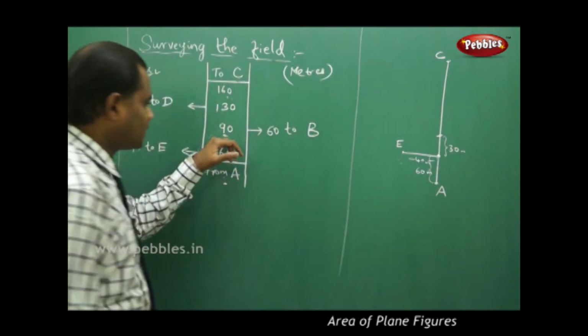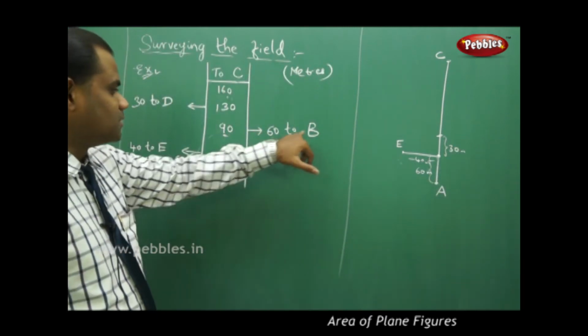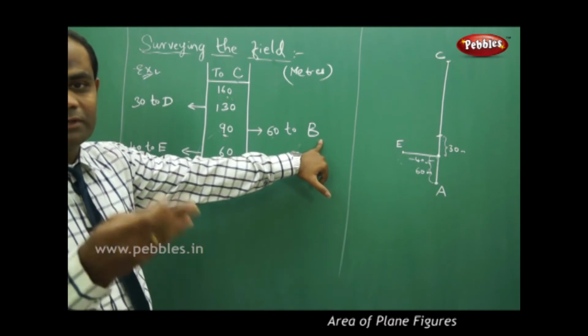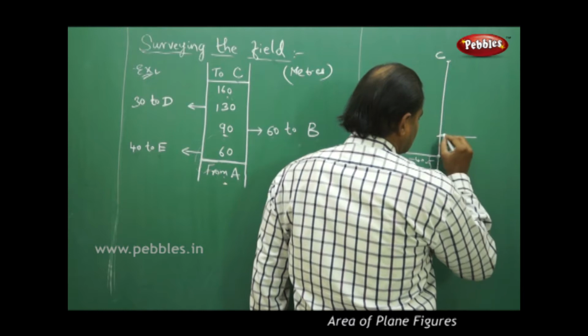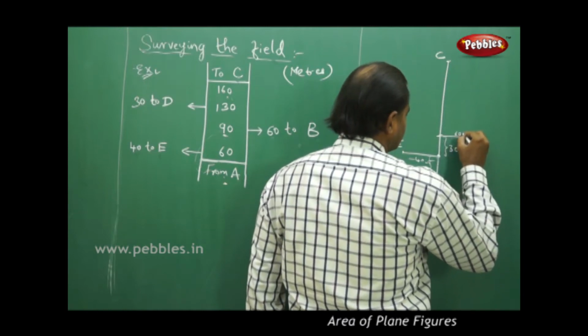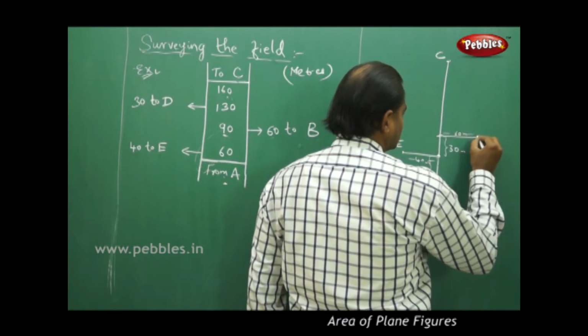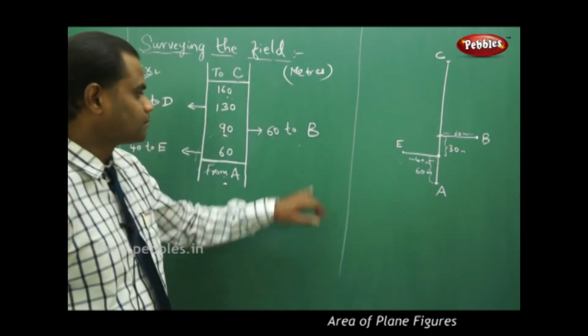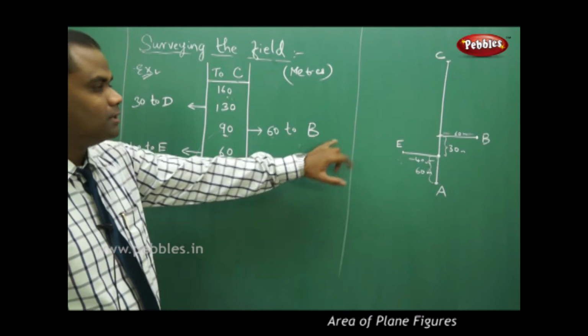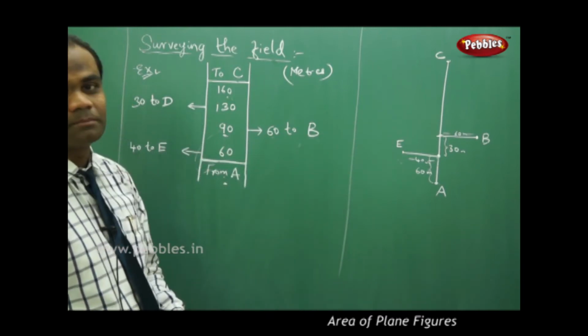Now at this point, again on the right, I have to take 60 meters towards the right, which gives me the point B. So horizontally, I just take 60 meters to the right so that I get the point B. This is where I get the point B on the right, as can be seen from the diagram.